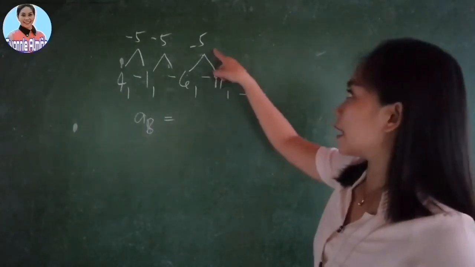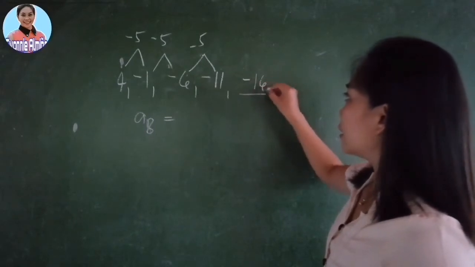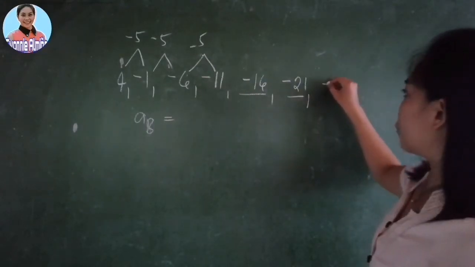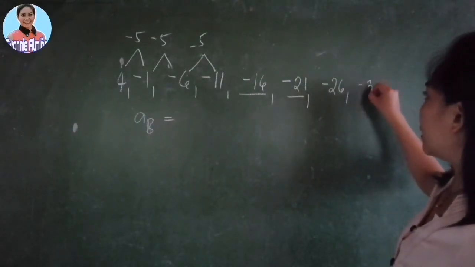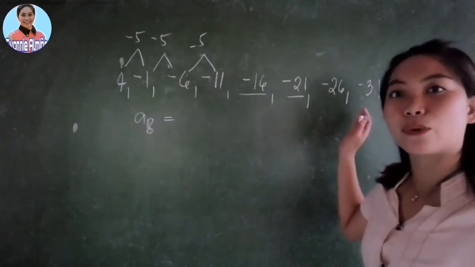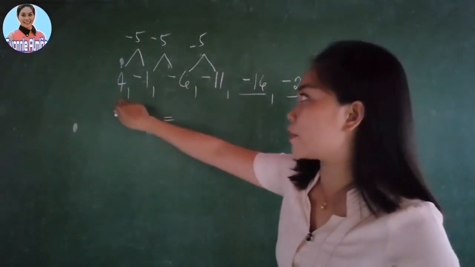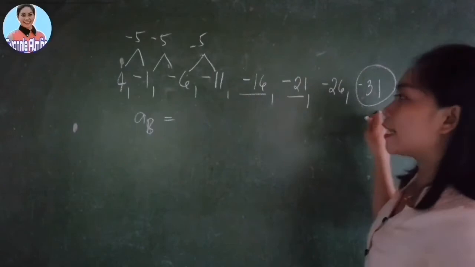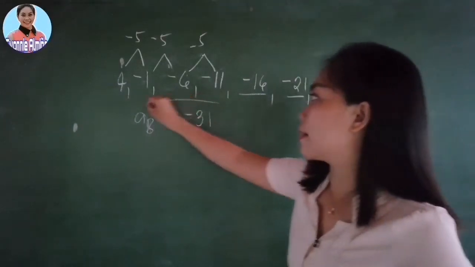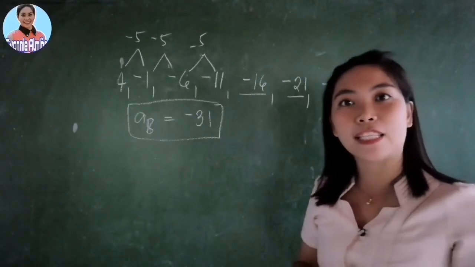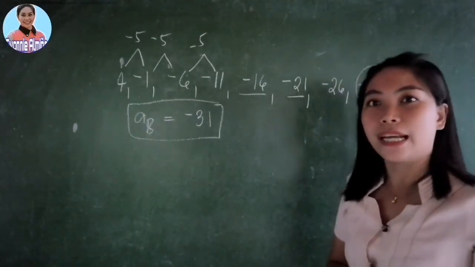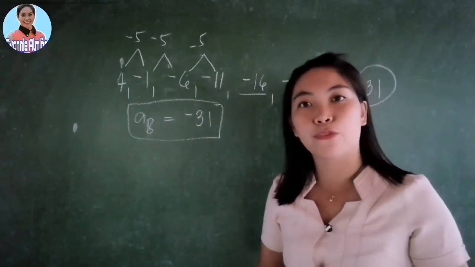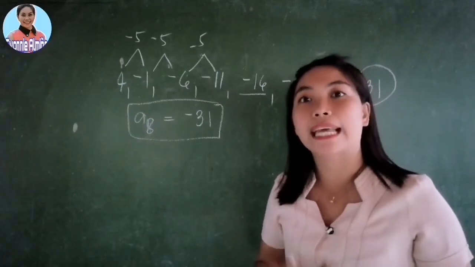So what comes next dito? Negative 11 plus negative 5, you have negative 16. Then negative 21. Then what comes next? Negative 26. Negative 31. So negative 31 is a term na po siya. So from here, you have a sub 1, 2, 3, 4, 5, 6, 7, and 8. Therefore, a sub 8 is equal to negative 31. So it is very easy to generate and describe a pattern. As long as po na nakita nyo agad kung ano yung pattern, it is very easy for us to find or to obtain the next term.